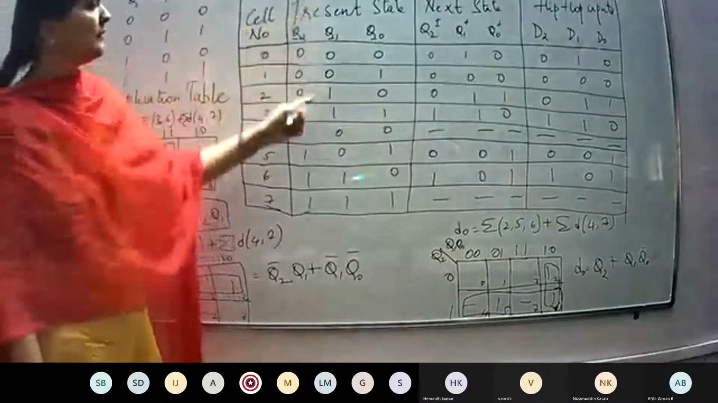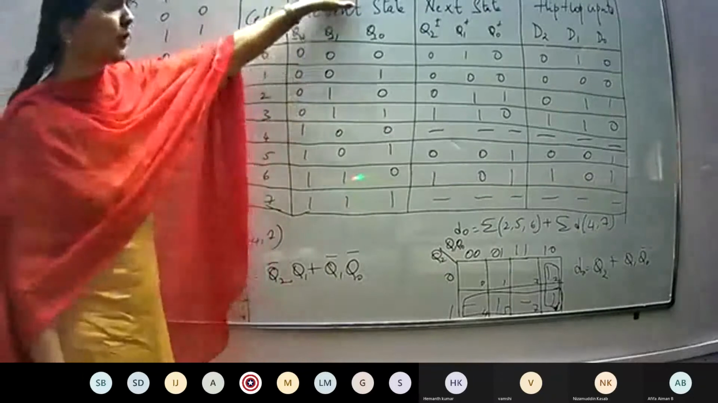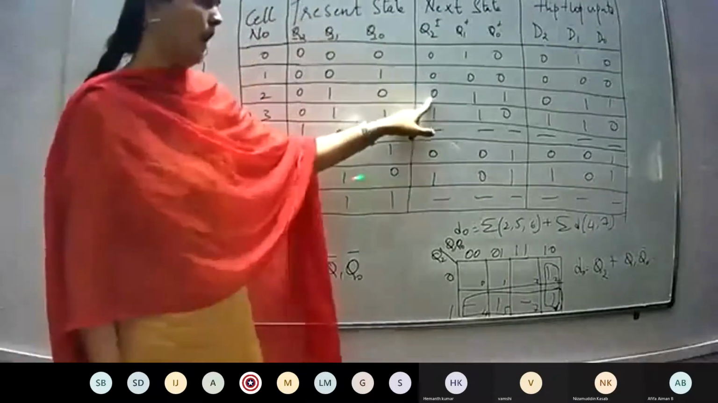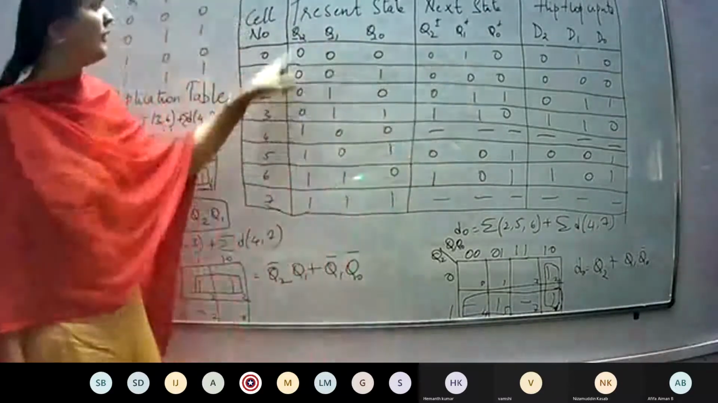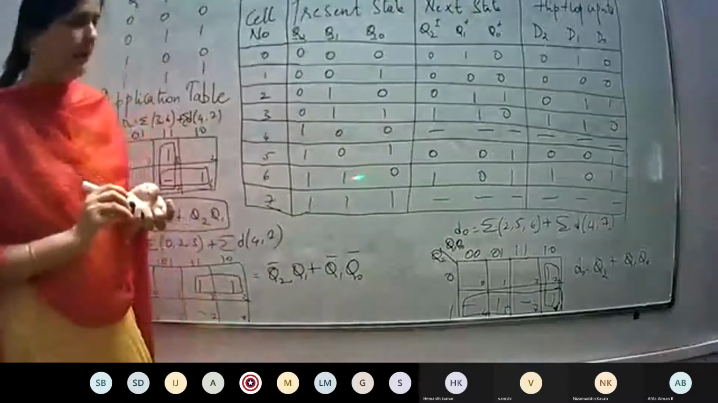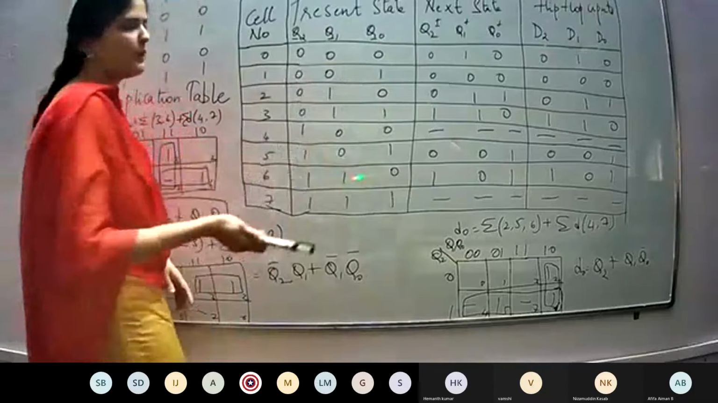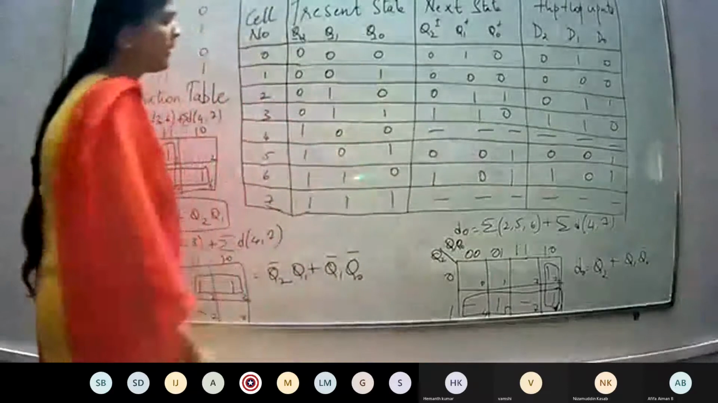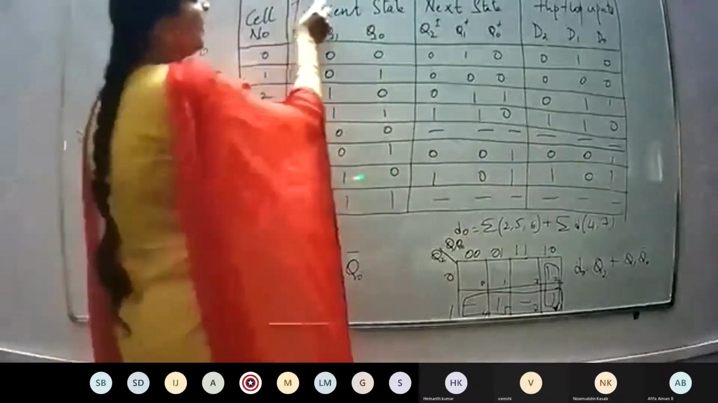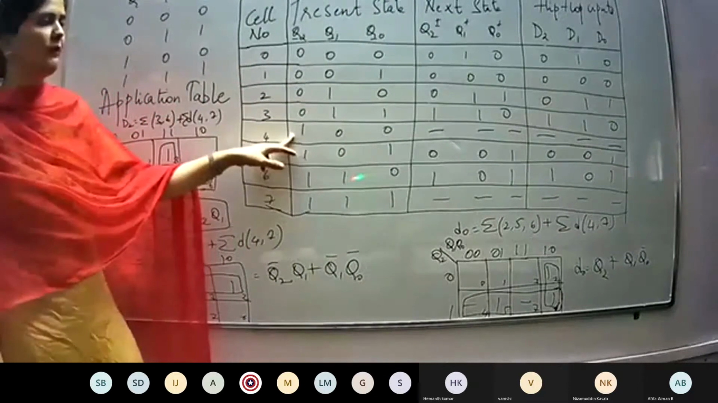So after 2, what is it? This is 0, 1, 0, that is 2. After 2, it should count 3. How is 3 represented? It is represented as 0, 1, 1. So after 3, what is the next number? It is 6. So 0, 1, 1 is the present state. The next state is 6, and 6 is represented as 1, 1, 0.